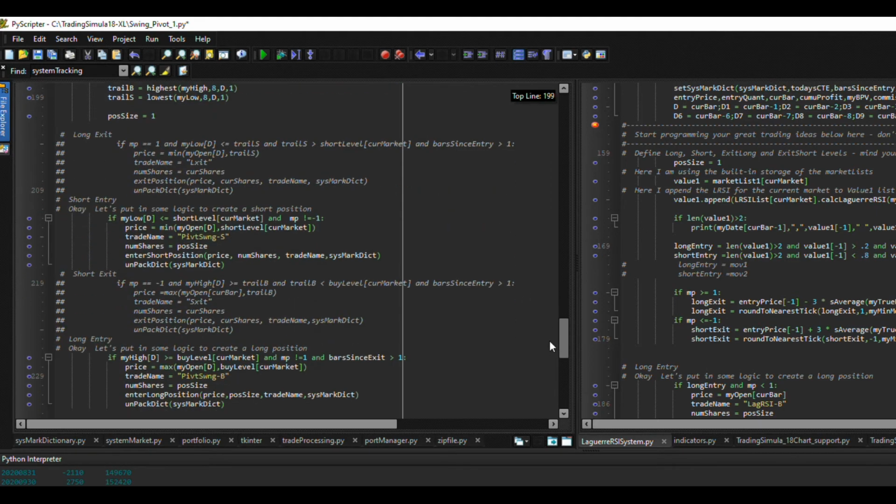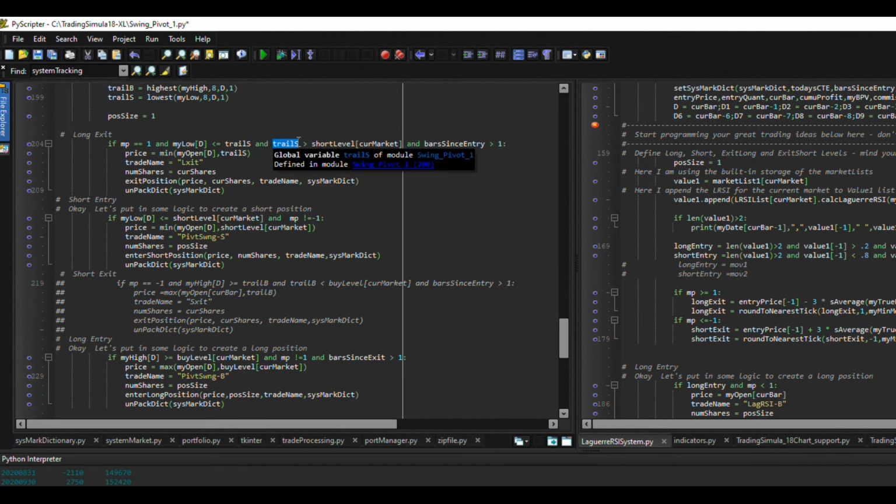So let's go ahead and comment out the long exit, and I'll only go over the long exit because the short exit would be similarly the same, just the opposite. If I'm long and the low of the day is less than the trail stop, and the trail stop is greater than short level. Now, what does that mean? That means that my liquidation point to get out of a long position is higher, or closer to the market, than my level to get short. That's all that's doing. And bar since entry is greater than 1. I don't want to get out on the bar that I get in on.